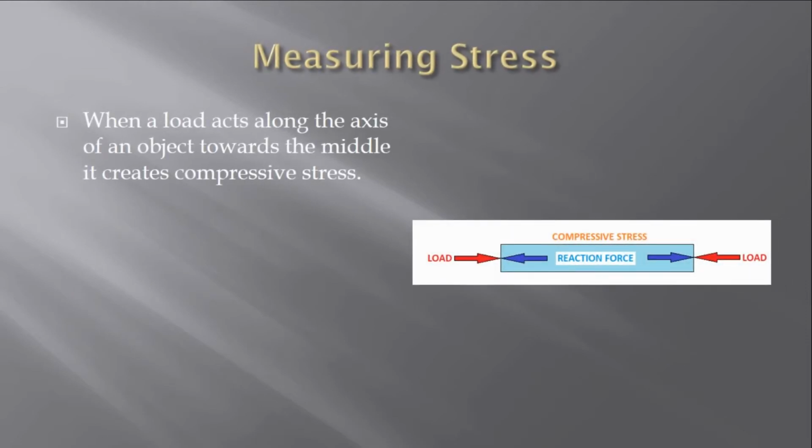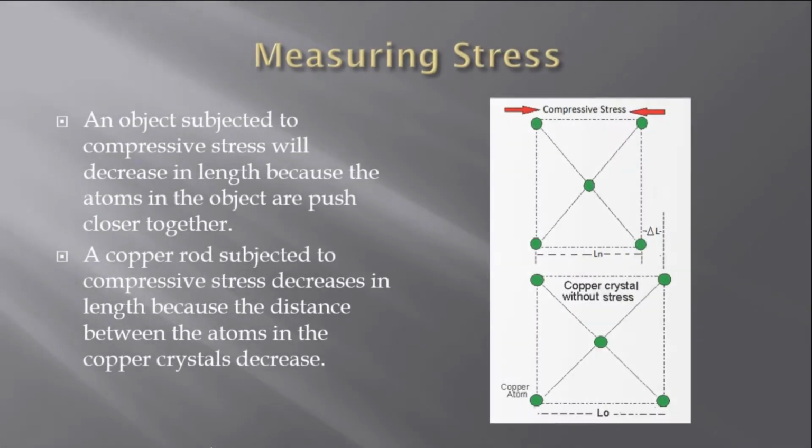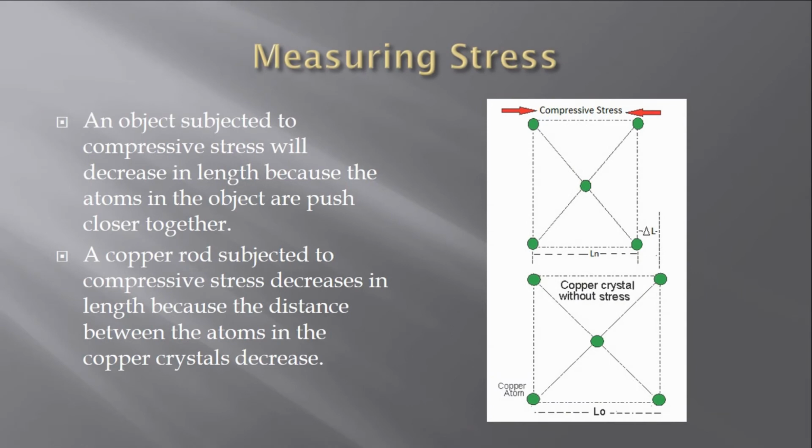When a load acts along the axis of an object towards the middle, it creates compressive stress. An object subjected to compressive stress will decrease in length because the atoms in the object are pushed closer together. A copper rod subjected to compressive stress decreases in length because the distance between the atoms in the copper crystals decreases.